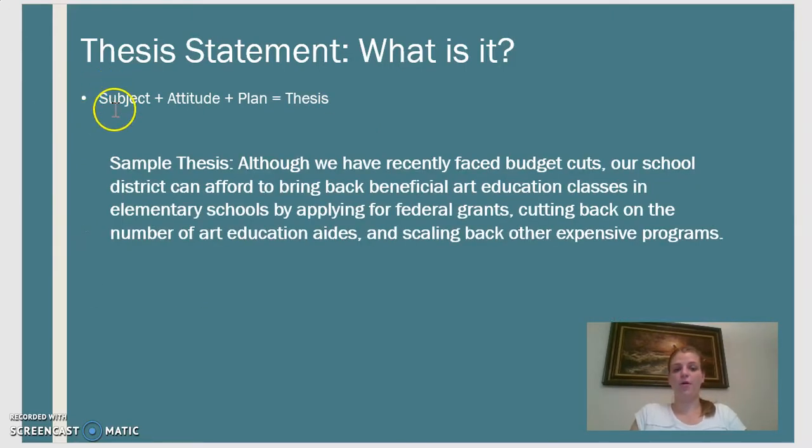So here we go. Your sample thesis in this case is: although we have recently faced budget cuts, our school district can afford to bring back beneficial art education classes in elementary schools by applying for federal grants, cutting back on the number of art education aides, and scaling back other expensive programs. So I'm going to use my cursor here. You can see that we have a subject, budget cuts and art classes in my district. You have an attitude, I do think we can afford to bring them back, and we have a plan, all these things that we're going to be doing.